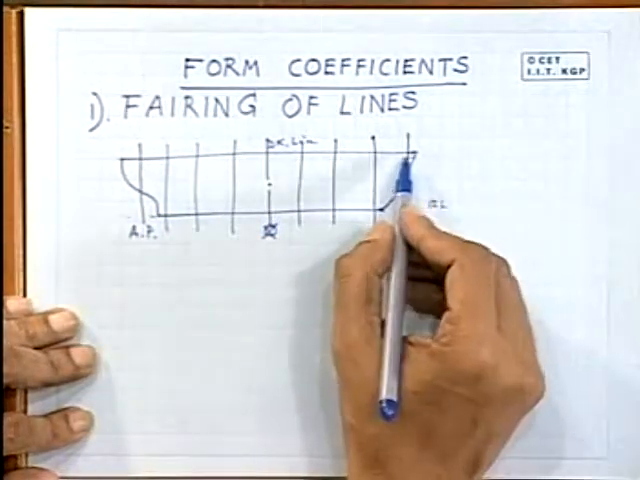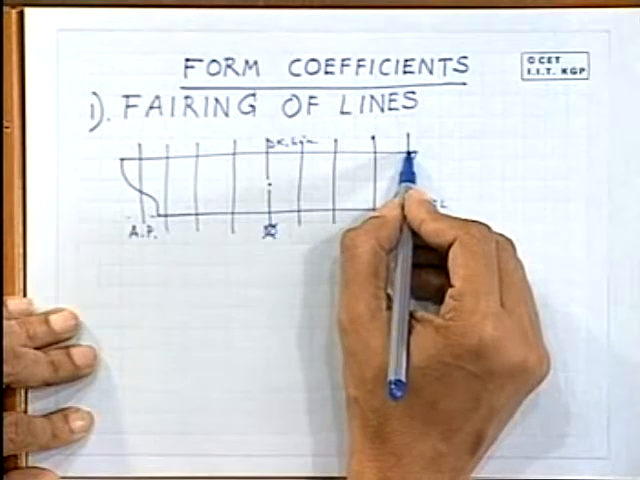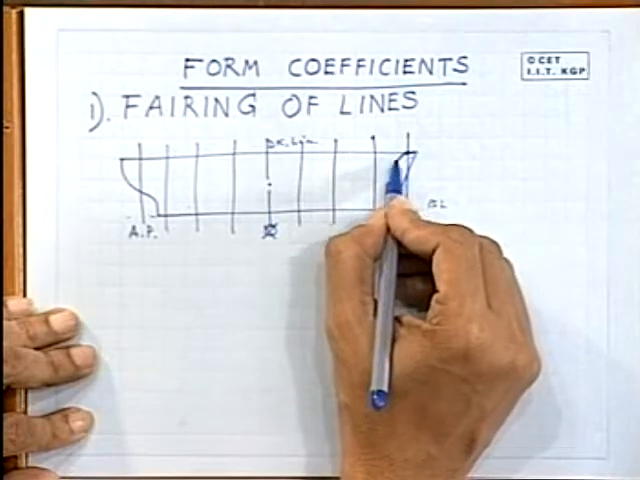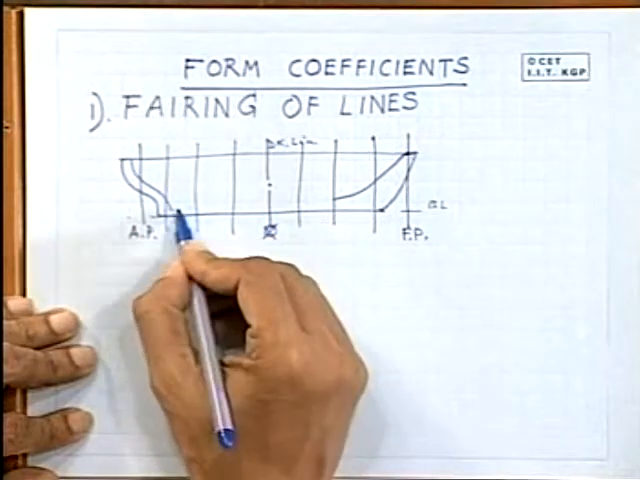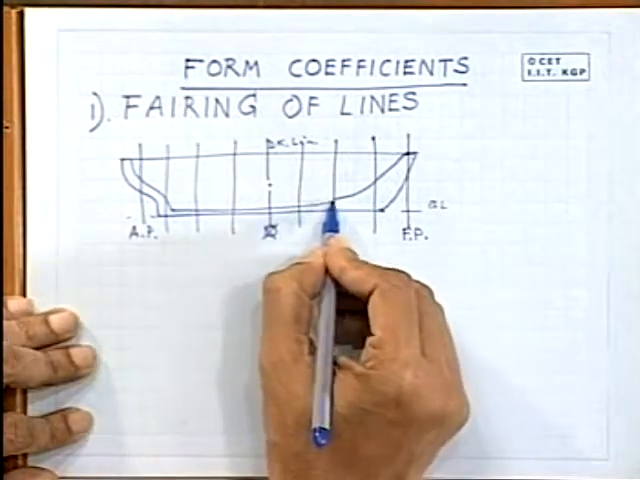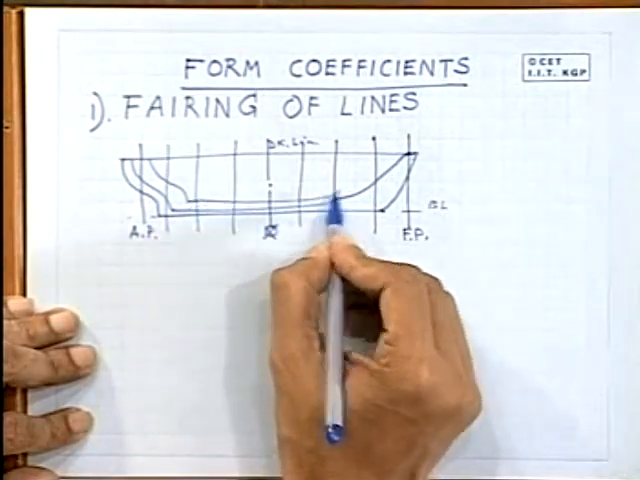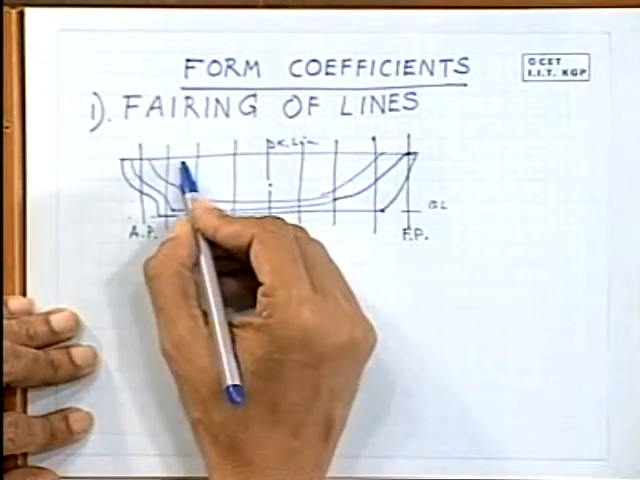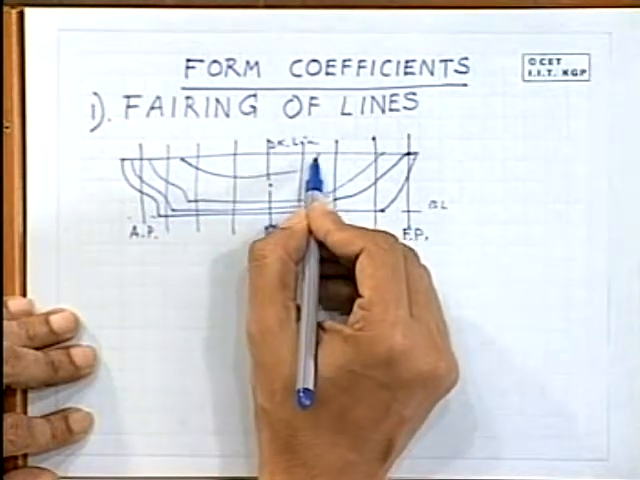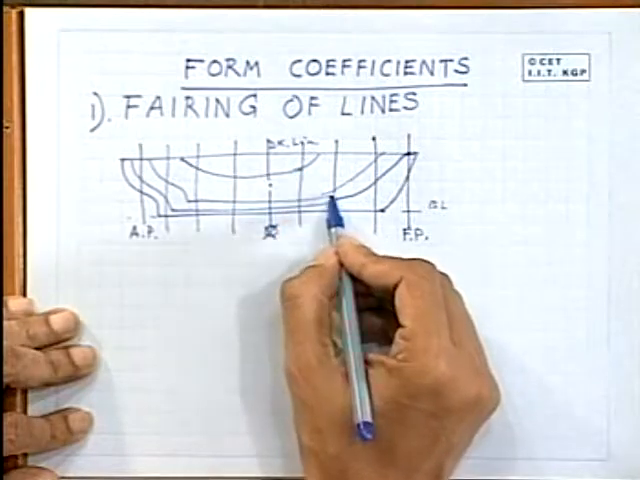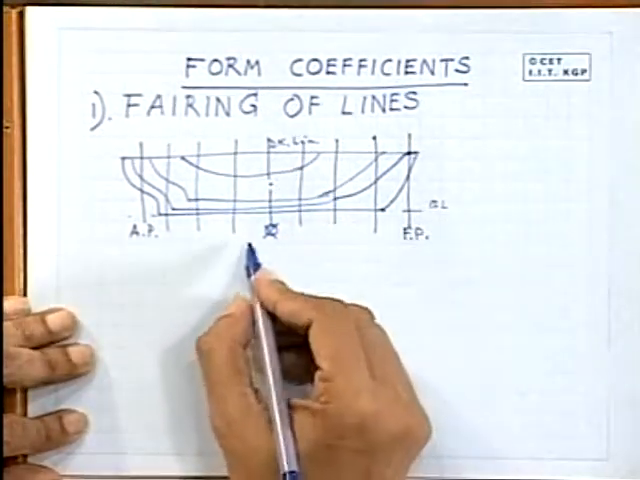Now, after that, we have demarcated the buttock lines. Buttocks are again longitudinal projections taken at a certain distance away from the center line. So, this may be one of the buttock lines. Now, we can see that the profile itself has a large number of lines, and none of them have any distinct mathematical shape. So, this is the profile.